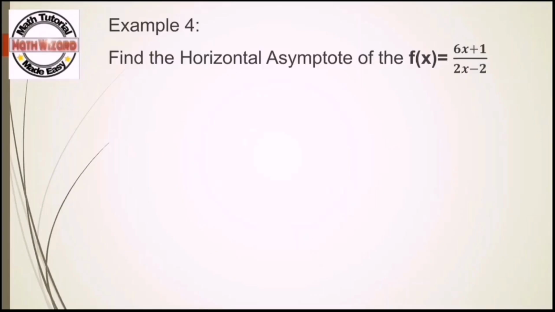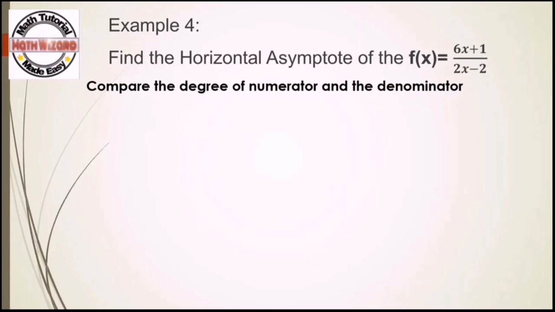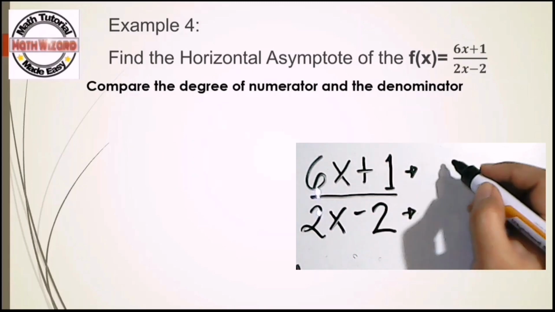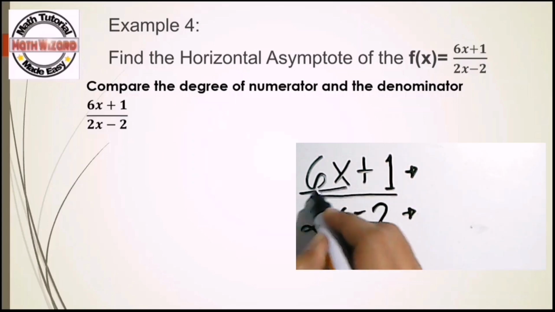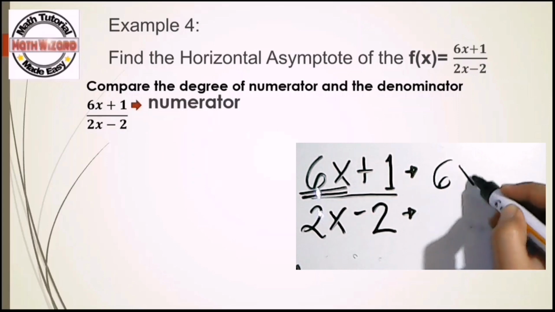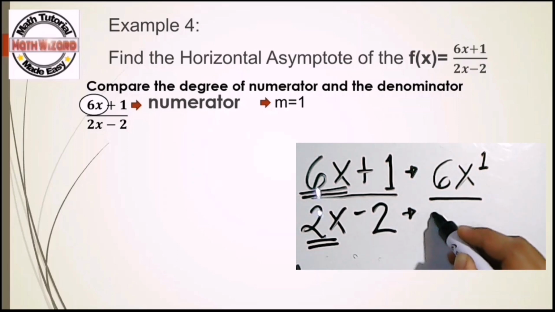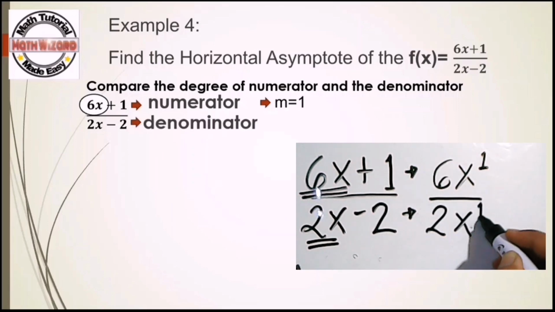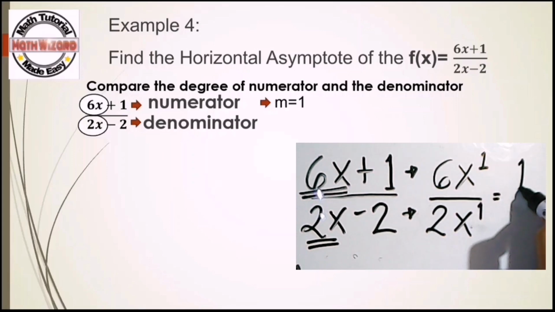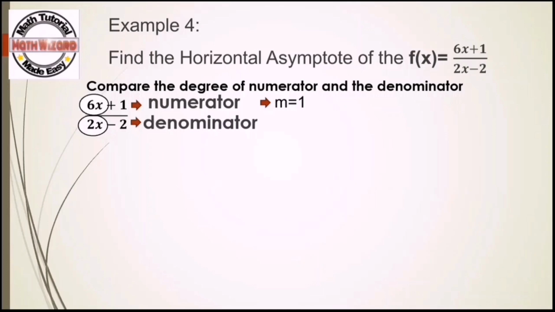Let us find the horizontal asymptote of the equation 6x plus 1 all over 2x minus 2. So again, we follow the steps, which is to compare the degree of the numerator and the denominator. As we can see, the degree of the numerator is 6x, or in the first degree. That's why m is equal to 1. At the same time, our denominator, the degree is 2x, wherein it is in the first degree. The highest degree is 2x. The degree is 1. Yan.